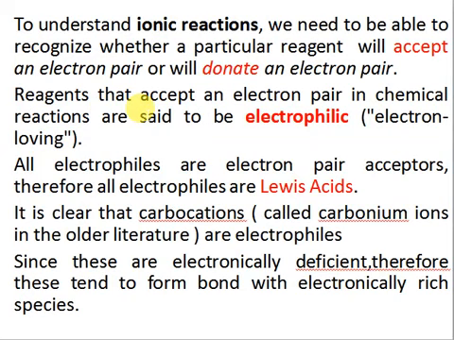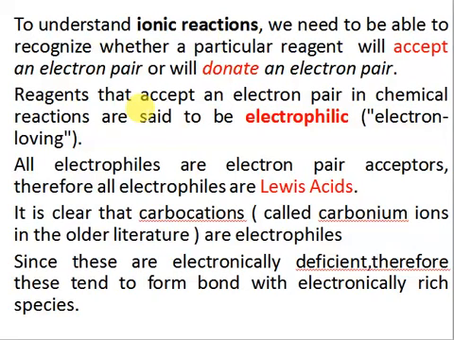So in case of ionic reaction mechanism, in order to understand these mechanisms, we need to be able to recognize whether a particular reagent will accept an electron pair or donate an electron pair. In heterolytic cleavage, you saw that one of the atoms was accepting an electron pair, so it was accepting 2 electrons, while the other was not gaining any electrons. So whenever you are considering ionic reaction mechanisms, you must know which atom or group will accept the electron pair and which will donate an electron pair.